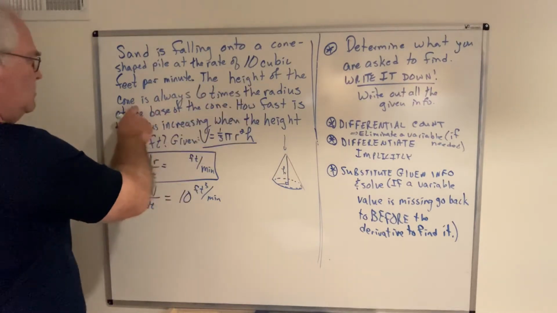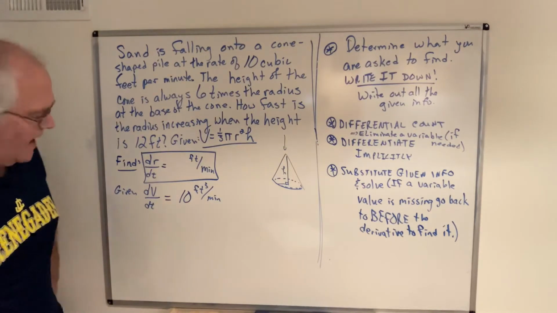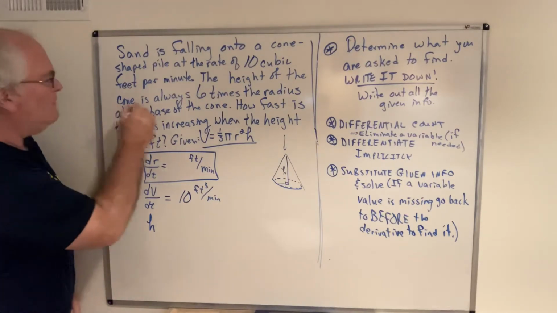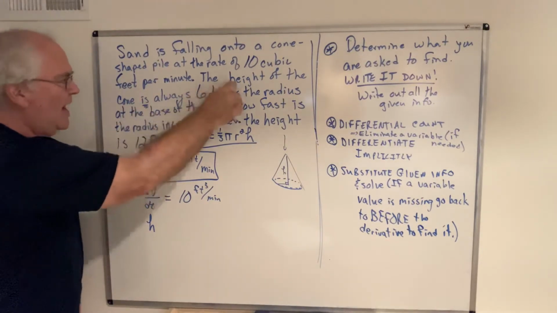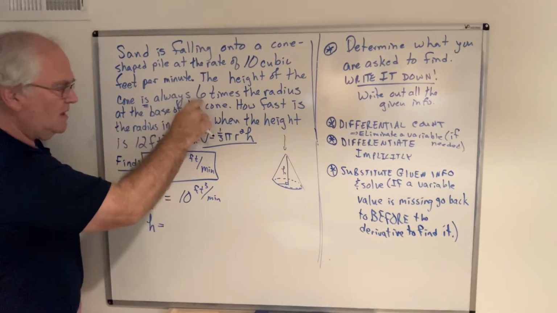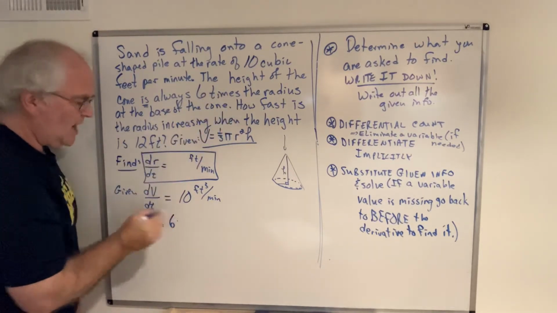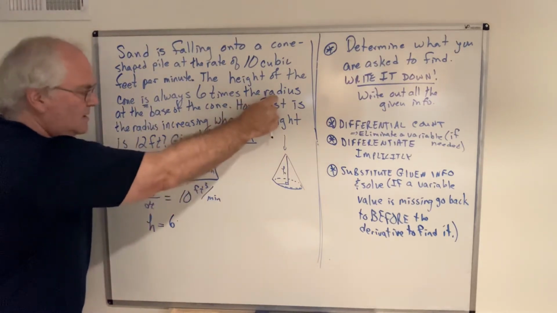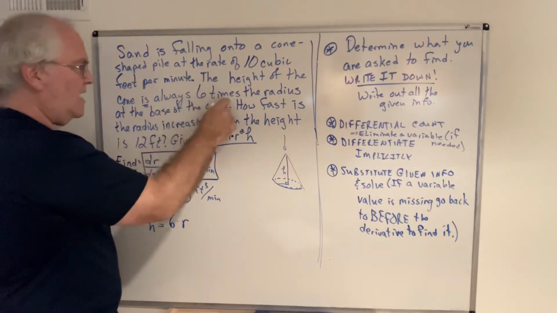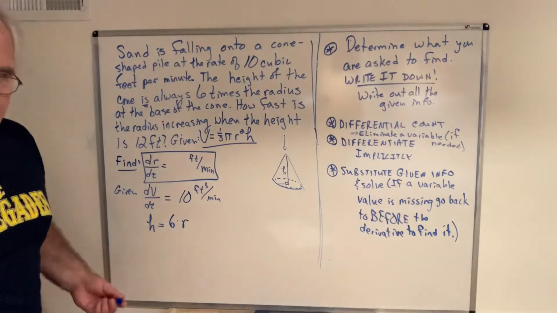What else are we given here? The height of the cone is always 6 times the radius. This is read it and write it from your glory days in basic algebra. Height is height. Remember verbs. Verbs mean equals. The height is, verbs mean equals, 6. 6 means 6. Times means times. The radius means the radius. Height is 6 times the radius. It's read it and write it.